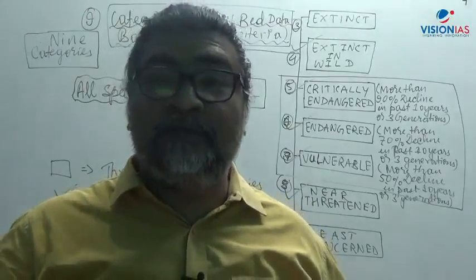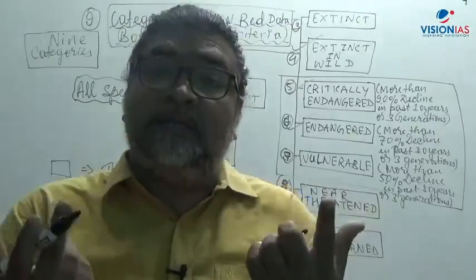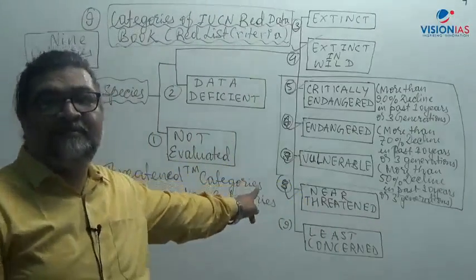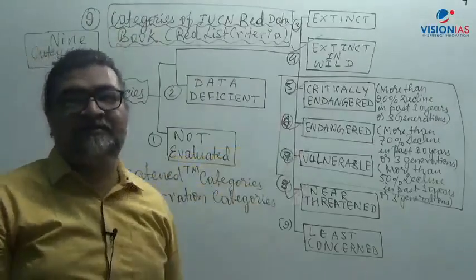Abhishek Tiwari is saying 7 categories. Where are the 2 categories? The other 2 categories are here: not evaluated and data deficient.